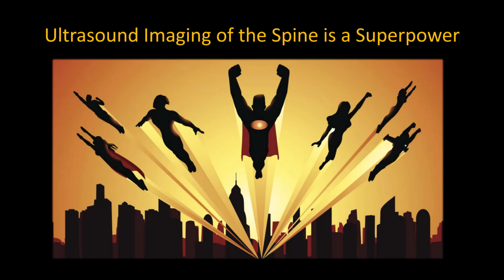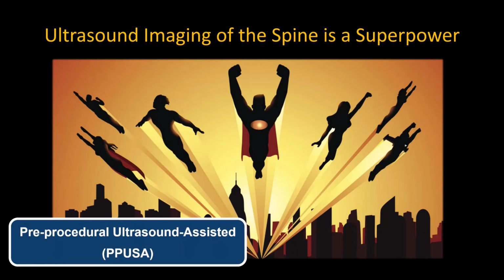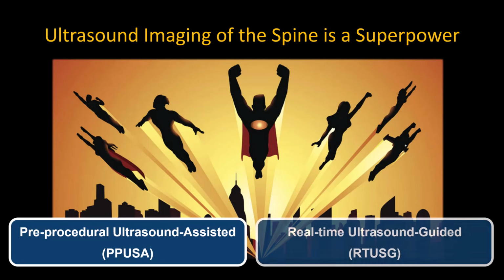Can we use ultrasound to make it an easier technique? For sure, I think ultrasound imaging of the spine makes any neuraxial block easier, as it takes the guesswork out of the bony anatomy underneath the skin. And there are two methods we can use ultrasound to guide a paraspinous approach: either a pre-procedural ultrasound-assisted approach or a real-time ultrasound-guided procedure in which you insert the needle under direct vision.